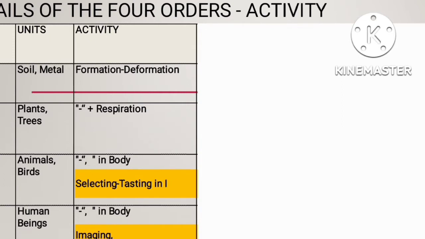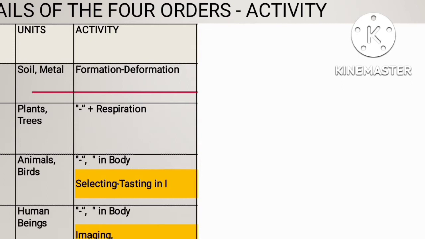Now let's see what is the activity of bio order. In bio order, there is formation and deformation, that is changing of the different shape. But at the same time, there is also respiration. An important activity of plants and trees is respiration. They breathe in, they breathe out. So they also change their form, but at the same time, their major activity is to breathe out and breathe in, which is known as respiration.